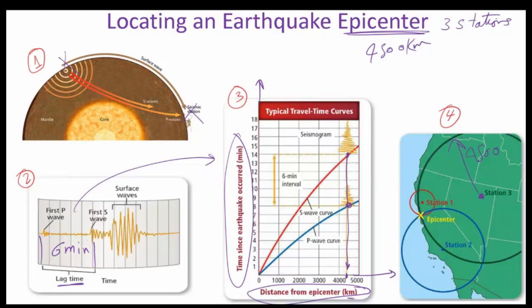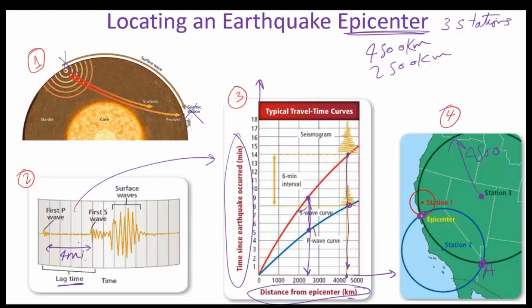Then the next station will do something similar. Station number 2 will measure the lag time. Let's say they measure 4 minutes. They will go to the chart and search for 4 minutes. This is 4 minutes: 1, 2, 3, 4. Then they will look at the corresponding distance, 2,500 kilometers, for example. So they will say the earthquake is somewhere around us at a distance of 2,500. So we will draw a circle with a radius of 2,500. Now it's better than before because we have 2 circles that intersect in 2 points.